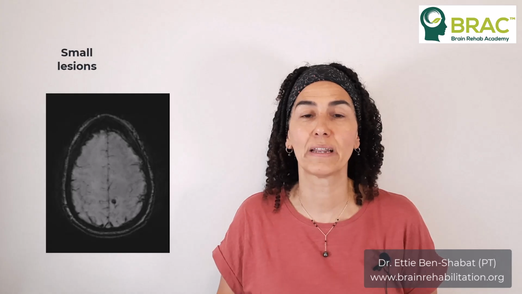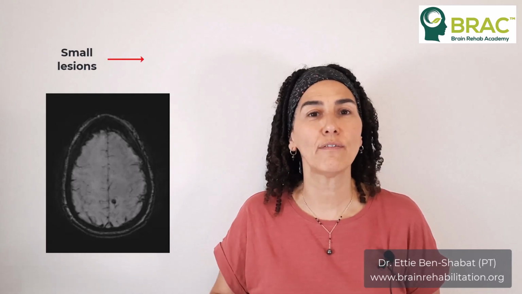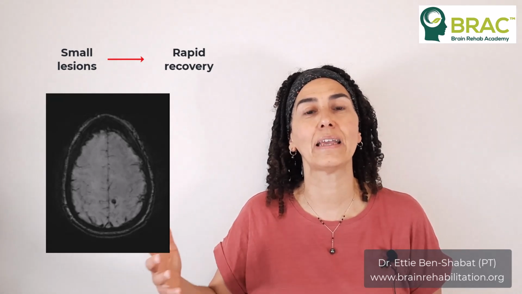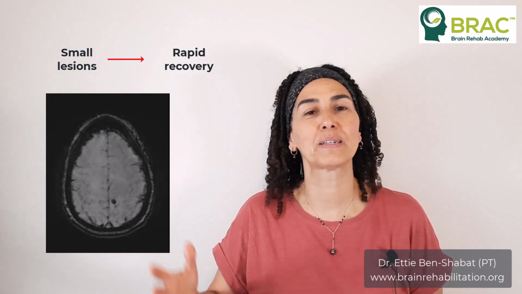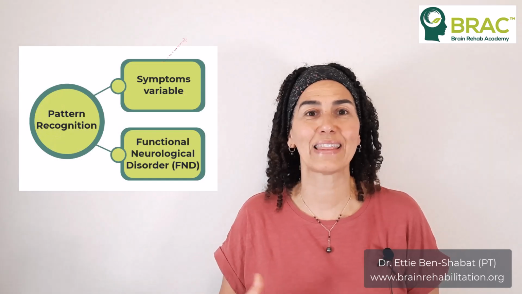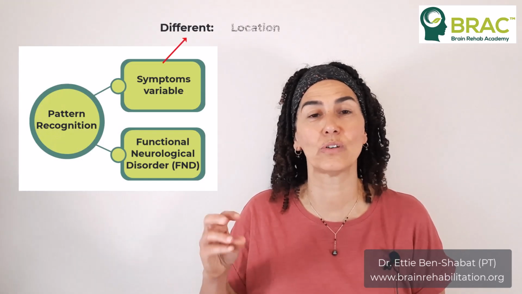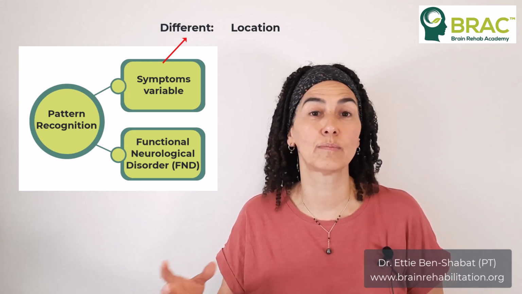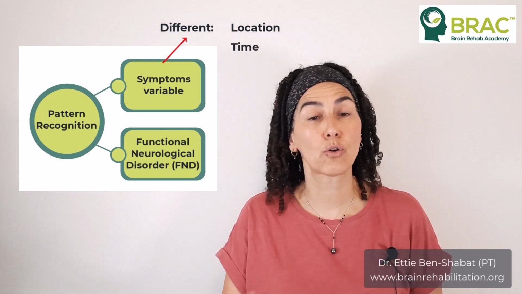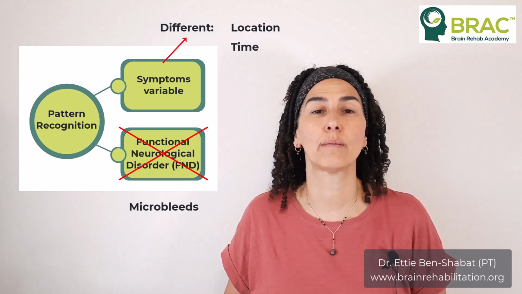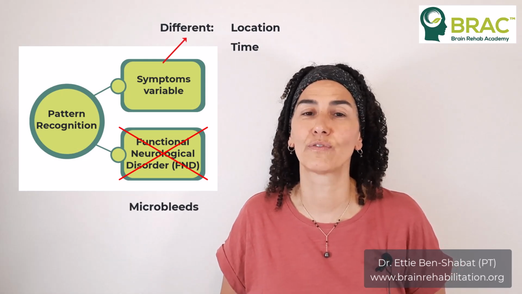Furthermore, because those bleeds were only small, they were microbleeds, the brain was able to recover from them relatively quickly. Within a few days, the brain had already compensated and those symptoms disappeared. This is the reason why they had different symptoms, because the bleeds were in different parts of the brain, and the symptoms sometimes were present and sometimes were not present, because when the microbleed was fresh, there were quite a lot of symptoms, but when the brain was given time to recover, the symptoms resolved.